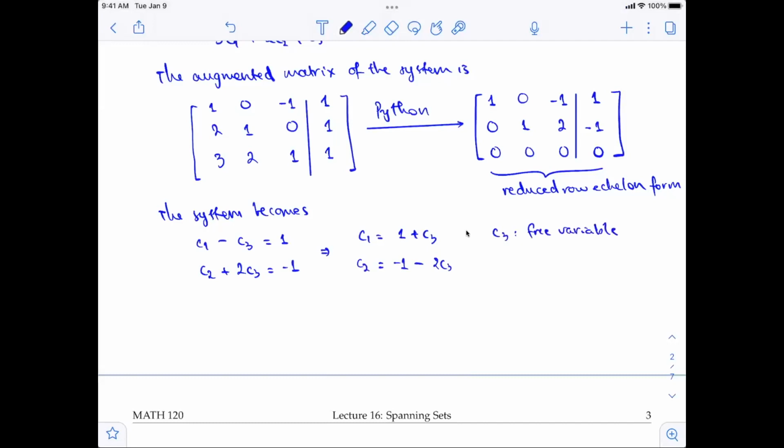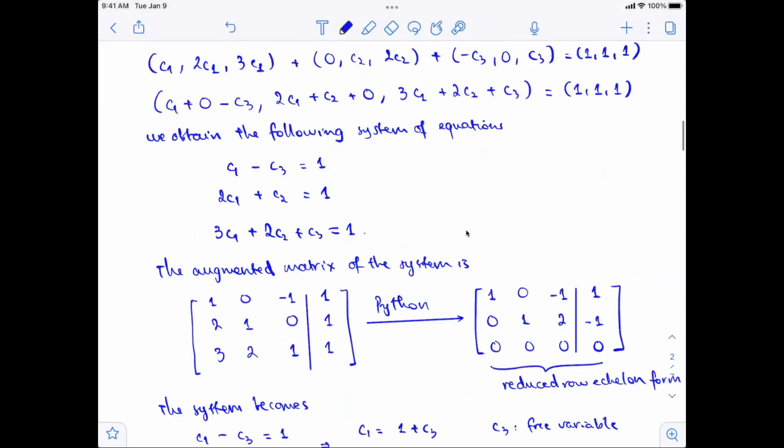And if we let C3 equal to some constant or some parameter T, for T is any real number, then we have that C1 is equal to 1 plus T, C2 equal to -1 minus 2T, and C3, of course, is equal to T, right? And of course, for this system, we have infinitely many solutions.